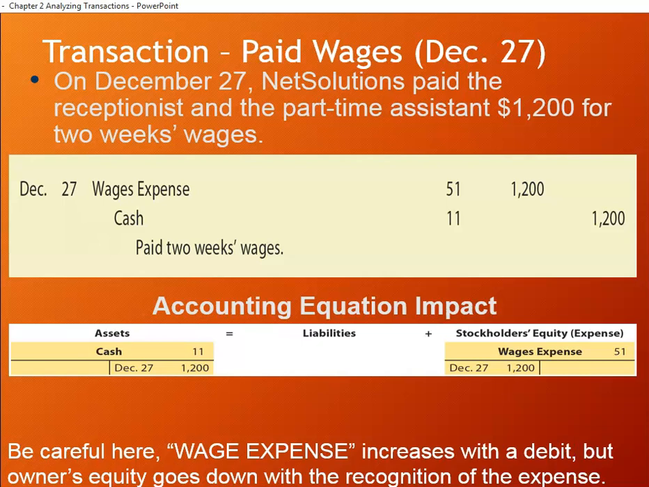All right, we paid some wages back on December the 13th, and 2 weeks later, on December the 27th, they paid a receptionist and the part-time assistant, this time $1,200 for 2 weeks' wages. Pretty basic here. Wage expense, as all expenses, increase with a debit. Cash has gone down, so we're going to credit it. We have a direct decrease to stockholders' equity. The expense has gone up, so stockholders' equity has gone down.